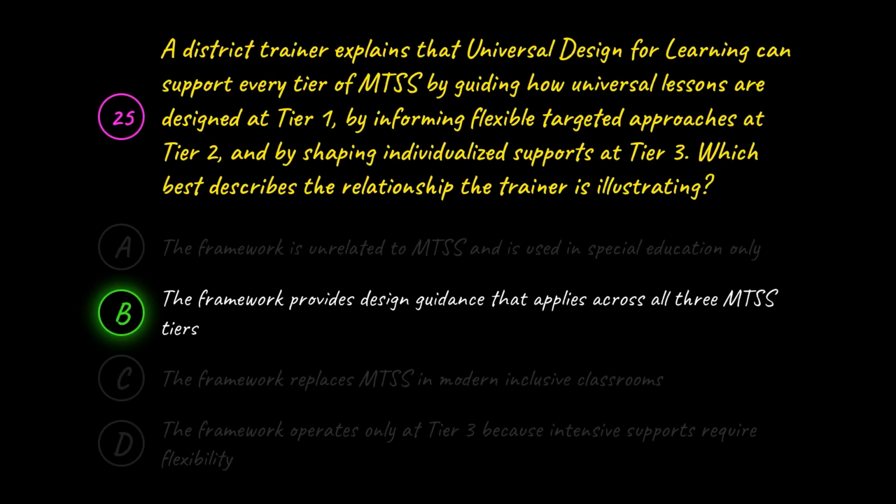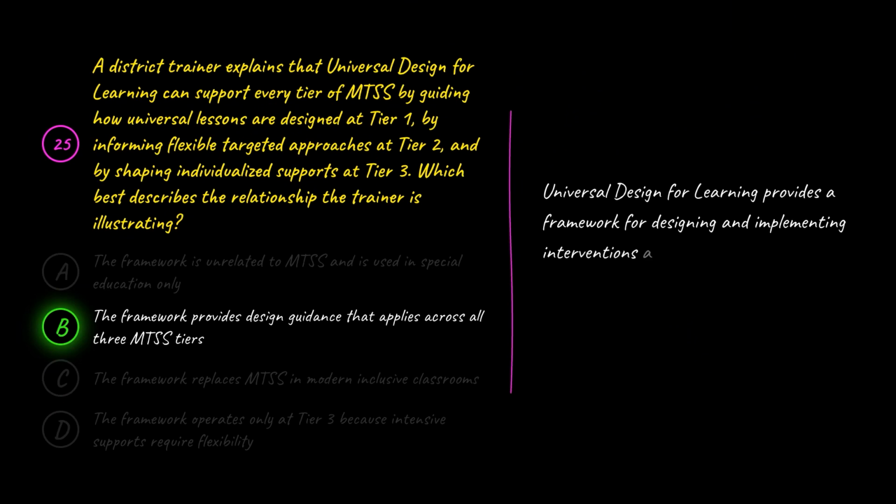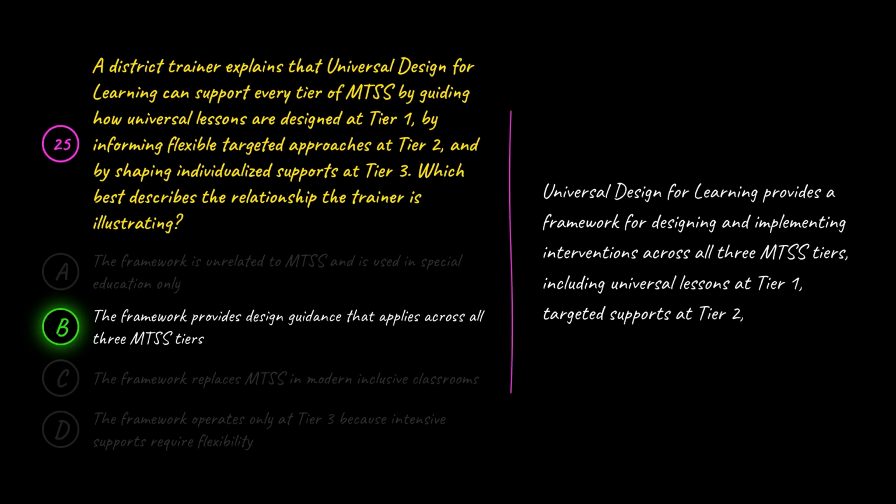The correct answer is B. The framework provides design guidance that applies across all 3 MTSS tiers. B is correct because Universal Design for Learning provides a framework for designing and implementing interventions across all 3 MTSS tiers, including universal lessons at Tier 1, targeted supports at Tier 2, and individualized interventions at Tier 3. The course material describes this layered relationship directly.